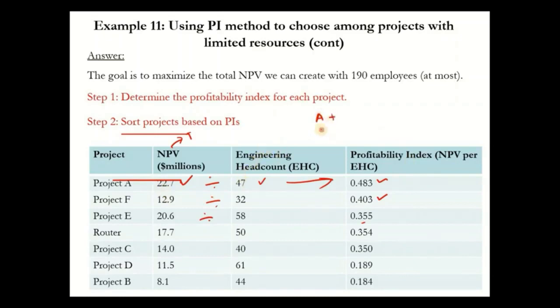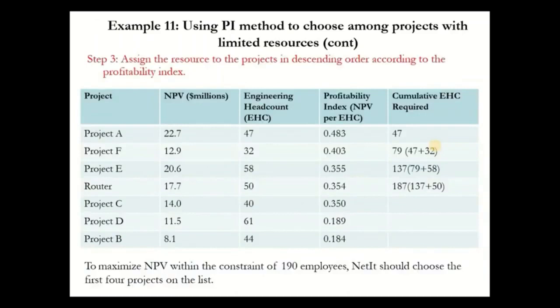It will require how many head counts? 47. Plus we can choose project F. It will require how many head counts? 32. Plus project E, it will require how many head counts? 58. So we will keep on adding the projects until our head count reaches 190.